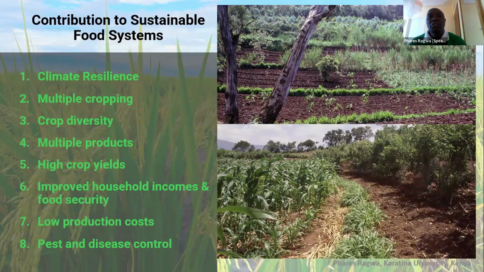Then what is the contribution of conservation agriculture to sustainable food systems? We have climate resilience, we have multiple crops, we have crop diversity, we have multiple products, we have improved household incomes, we reduce the production cost. This is important. We control diseases, etc. So what I'm saying is that from an agriculture point of view, conservation agriculture is a winning principle.